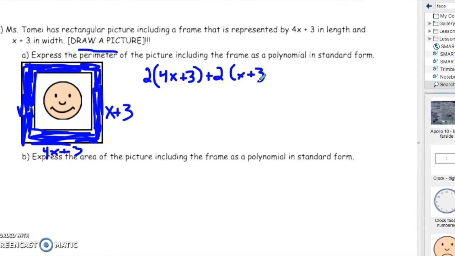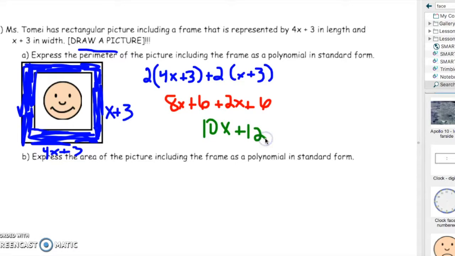If you write 4x plus 3 plus 4x plus 3 plus x plus 3 plus x plus 3 plus 3, it's the same thing. Now distribute. When you combine your like terms, you get 10x plus 12. Okay, so this is the final answer.